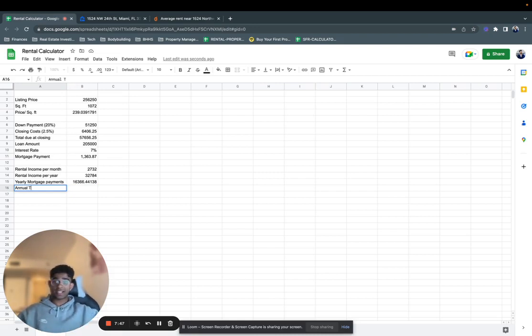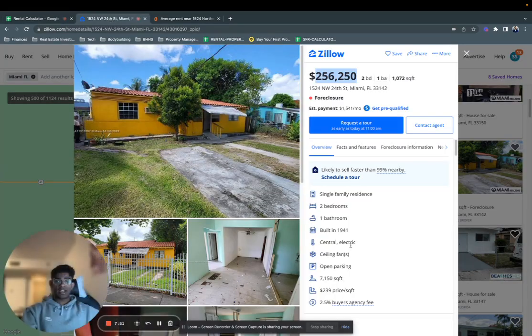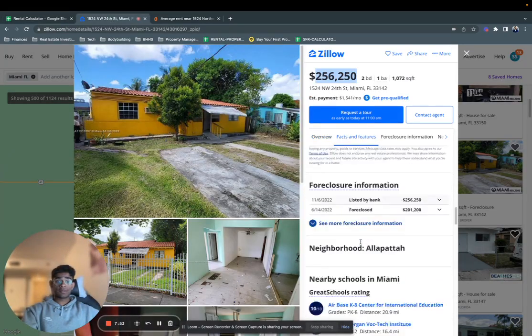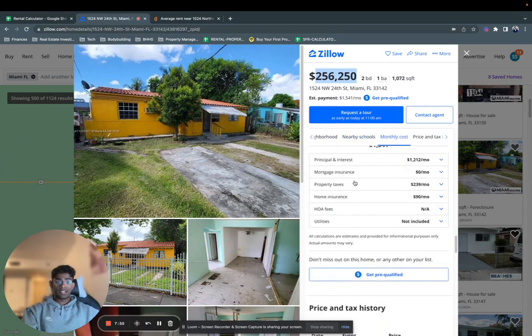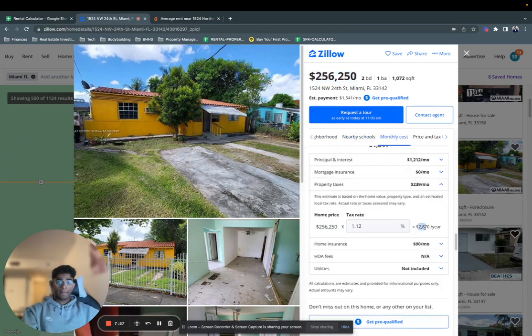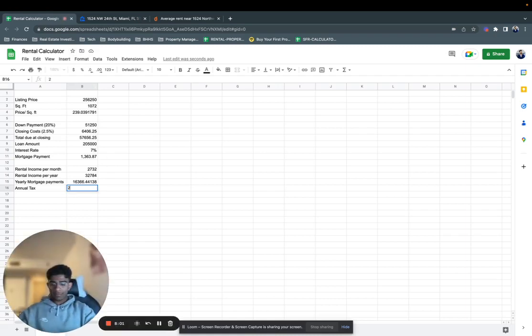First one is tax. So usually I just fetch the tax info from Zillow. It's pretty accurate, 2870 per year. But if you want the exact numbers, you need to go on the county website specific to the property that you're looking at and look at their tax records.